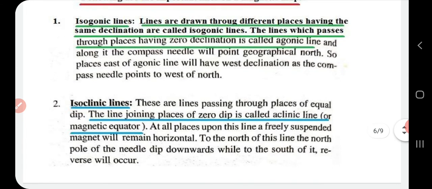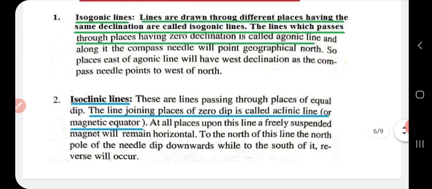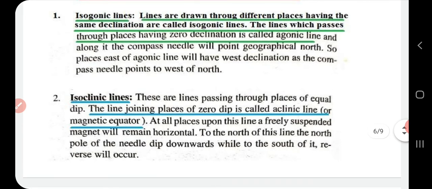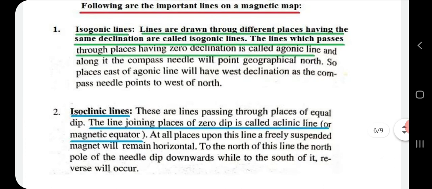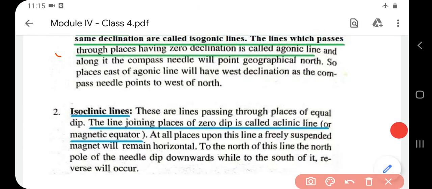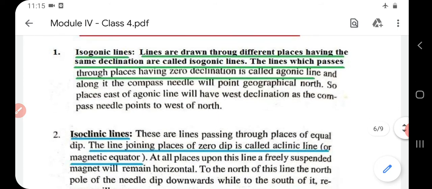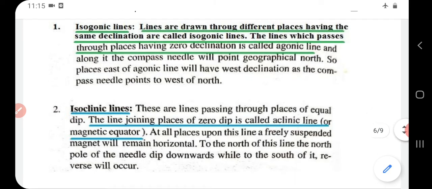Along it, that is along the agonic line, the compass needle will always point to the north. So places east of the agonic line will have west declination, as the needle points to the west of north. So here you have to study only what is the isogonic line and the agonic line, and the behavior of a magnet or a compass needle while placed on an agonic line.